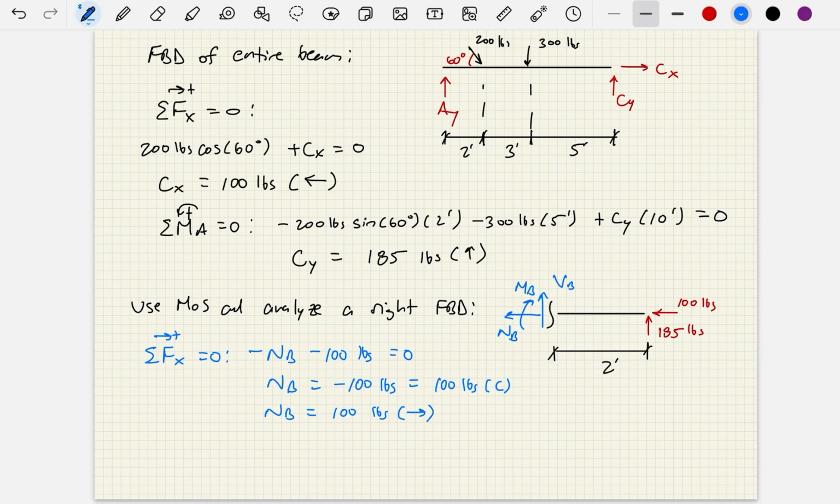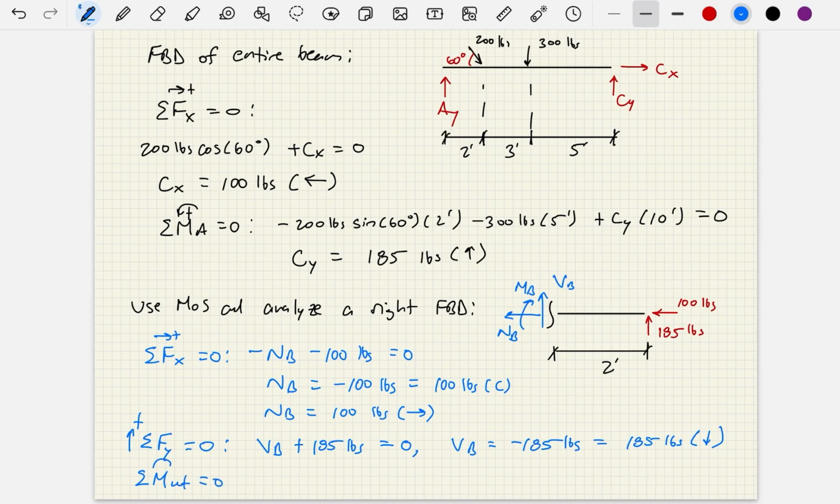What about the shear force? Well, I'm going to say sum of the forces in the y direction equals 0. And so looking at that free body diagram of method of sections, I have VB plus 185 pounds equals 0. And so VB is equal to negative 185 pounds, which just means that it's shearing in the opposite direction, 185 pounds downwards, okay? And then finally, I'm going to say sum of the moments about the cut equals 0.